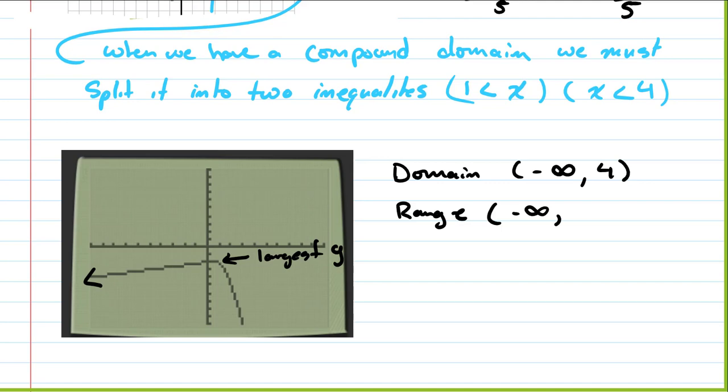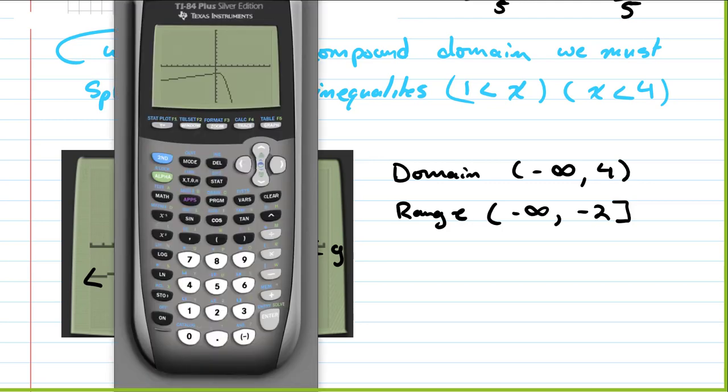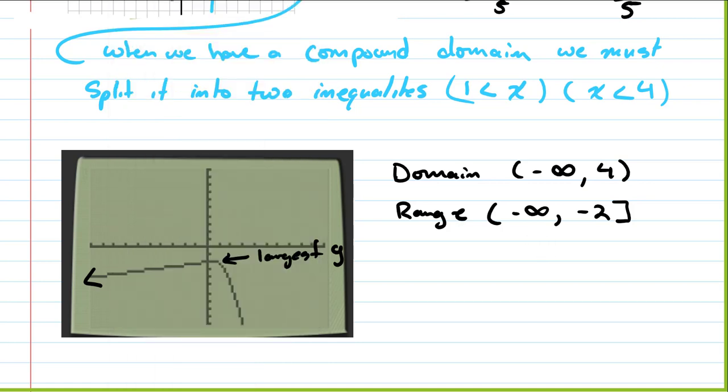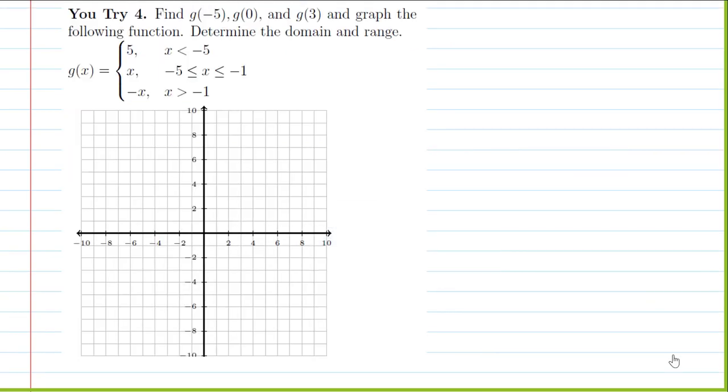2, but of the negative variety. So that is going to be our range. And we can read those values off the graph as well. So if we went second table, we could see where our largest y value was right there, and then it starts going back down again.